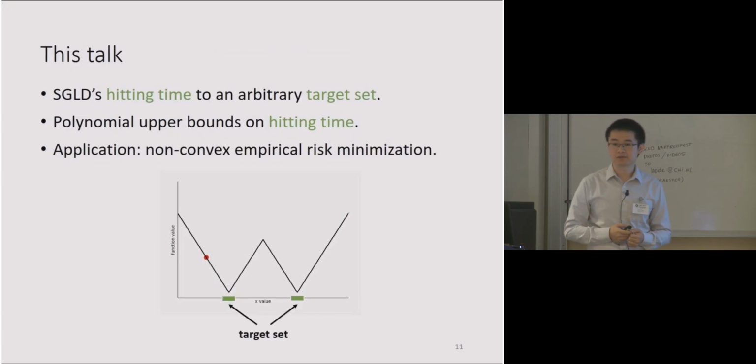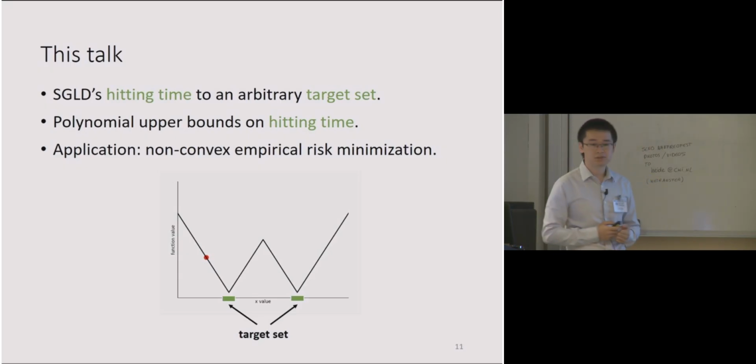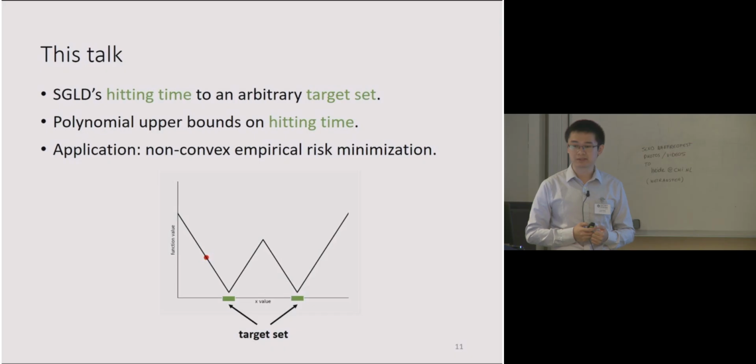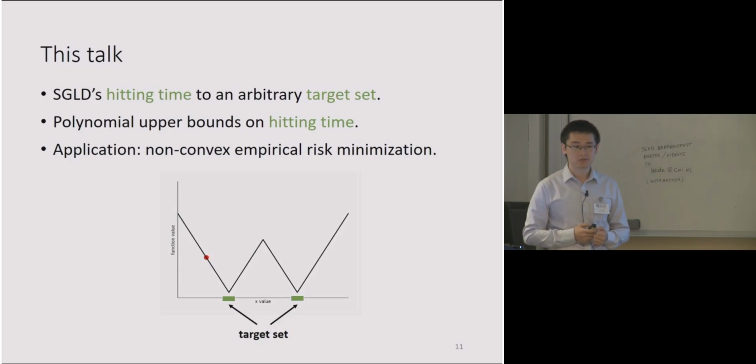So this will be the focus of this talk. We're going to formally study the hitting time of SGLD to an arbitrary set, which we call the target set. If the target set is properly chosen, we're able to prove a polynomial time upper bound on the hitting time, whereas the mixing time can still be exponential. And we're going to demonstrate applications to non-convex empirical risk minimization.